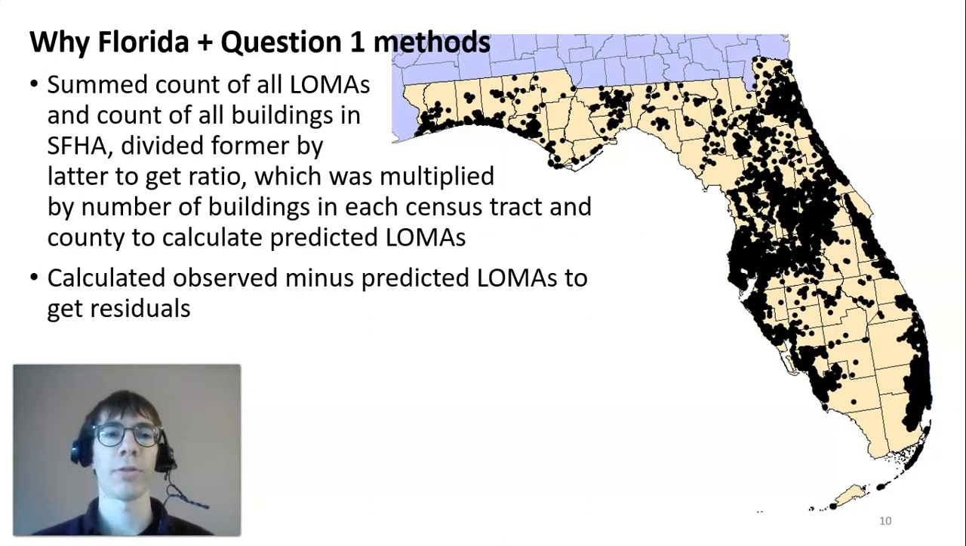So I'm summing the count of all LOMAs and the count of all buildings in the special flood hazard area across all the census tracts, then dividing the former by the latter to get a ratio, which I multiply by the total number of buildings in each census tract to calculate predicted LOMAs. Then I'm subtracting the predicted from the observed to get a residual, to figure out how close the observation was to this weighted prediction that we might expect.